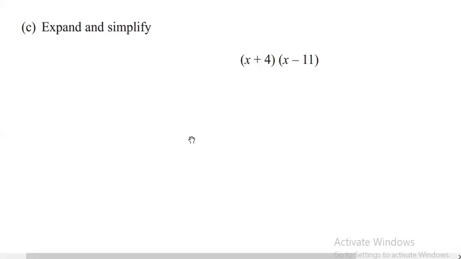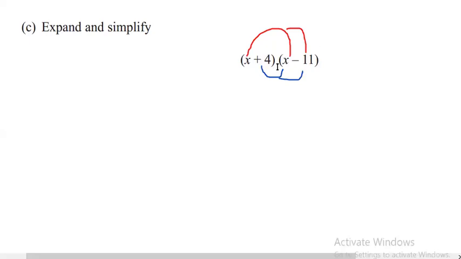Now let's move on to the next question. Question C, expand and simplify. Here we have two brackets. We have to expand them and then simplify. Expanding means take the terms and multiply them by each other. The first one should be multiplied by the first and the second, and then the second one must be multiplied by the first and the second. So the second one, which is positive 4, multiplied by the first and the second. And then at the end, you simplify with like terms.